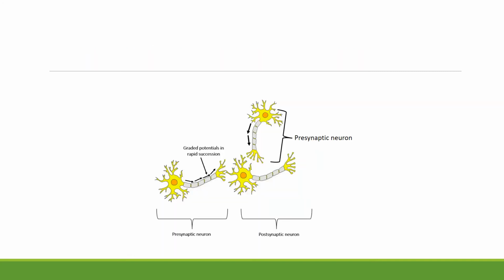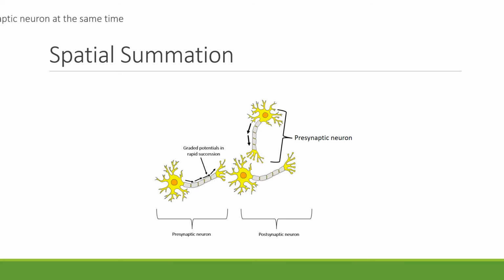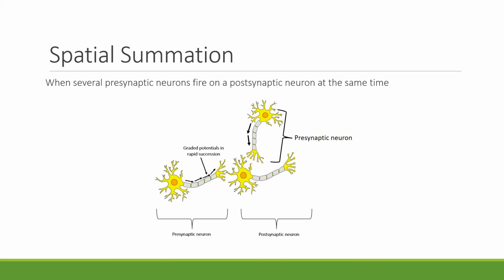Spatial summation is when more than one presynaptic neuron fires on a postsynaptic neuron at the same time. You can see that illustrated in the diagram below. There are two presynaptic neurons firing on one postsynaptic neuron.